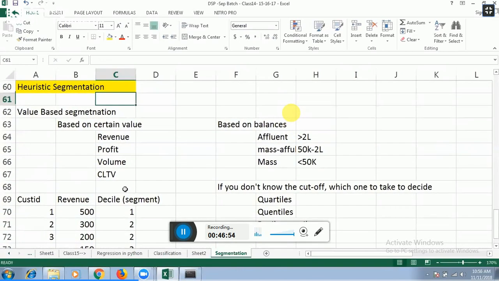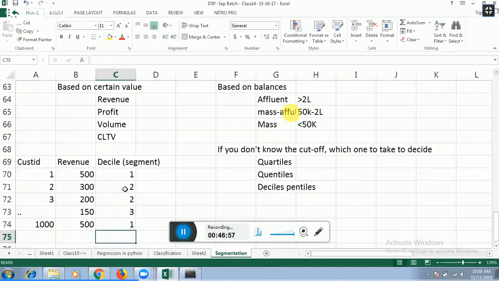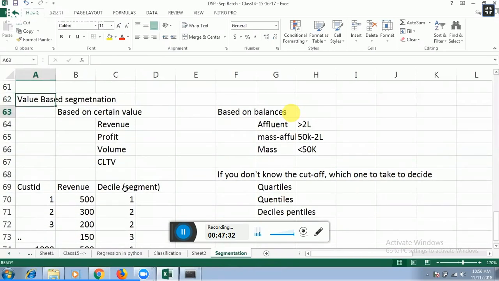Based on a certain value, you will divide. Of course, a lot of times this gives you a lot of business sense. Who are my customers generating the maximum revenue? Who are generating the least revenue? So where to focus more? How to increase the overall revenue? For that, whom to target first? A lot of prioritization and understanding about your customers can be done with the help of value-based segmentation. Are you clear on that? What is value-based segmentation?